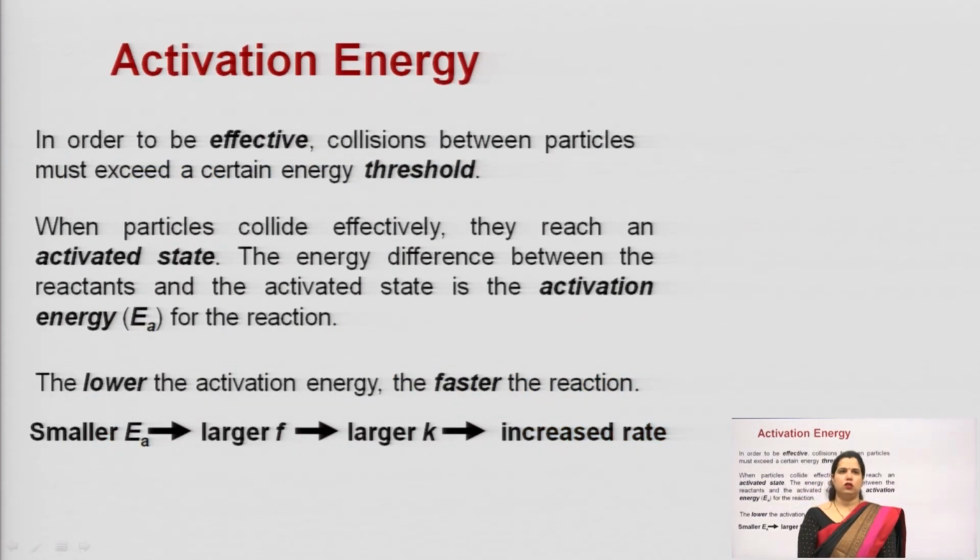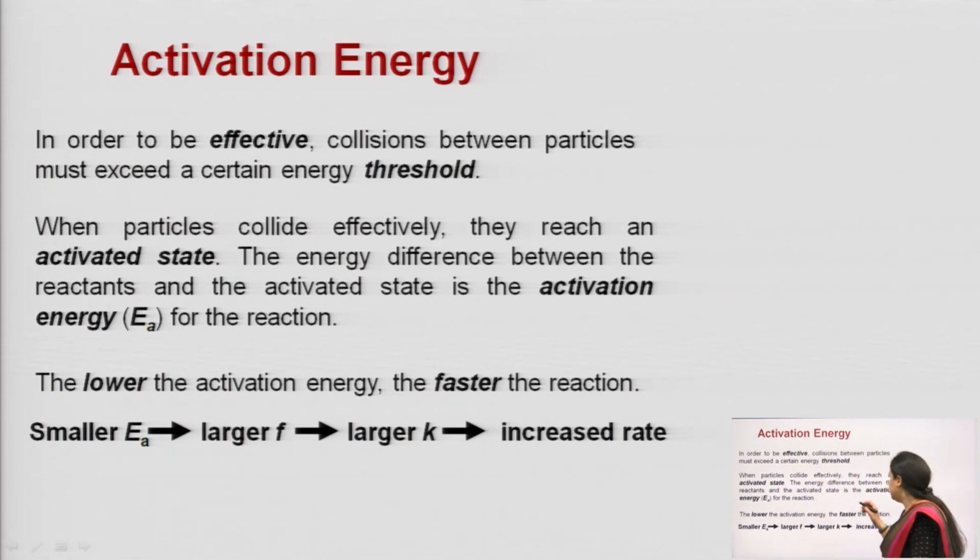Now, activation energy. In order to be effective, collisions between particles must exceed a certain energy threshold. In collision theory, we discussed that the particles must collide in order to react. So, if the activation energy is higher, the collision will be more prominent as compared to the normal temperature, and it will produce the desired rate of reaction above its threshold, right. So, when particles collide effectively, they reach an activated state. The energy difference between the reactants and the activated state is the activation energy EA.